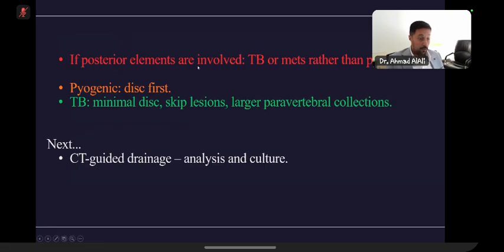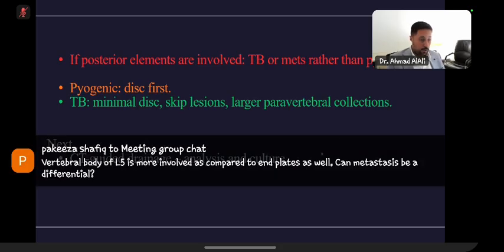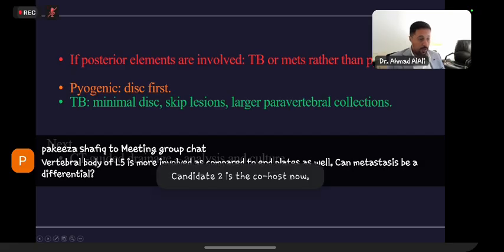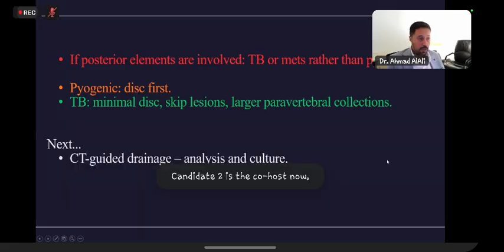If posterior elements are involved, in any case of spondylodiscitis, first think TB rather than pyogenic. Pyogenic hits the disc first, while TB has minimal disc involvement. It has skip lesions like we've seen here, and it has large paravertebral collections compared to pyogenic, as also seen here. The next step of management, as you described, is isolation, checking a chest X-ray, and CT-guided drainage, analysis and culture of the paravertebral collections. It's important to mention these, and these are usually done by our colleagues in IR.